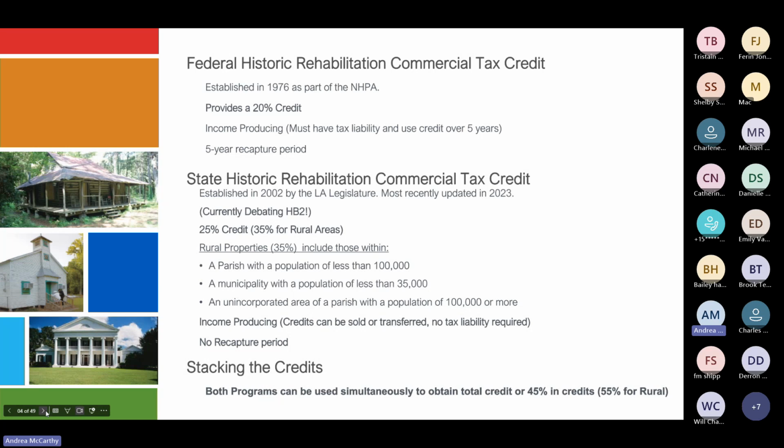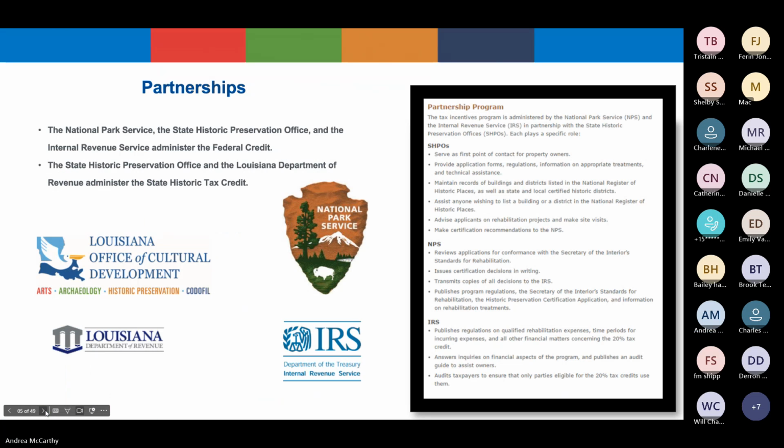But for now, we have a 25% credit, which is increased to 35% for rural areas. It's for income producing properties. The credit can be sold or transferred and therefore does not require tax liability, and there is no recapture period. The two credits can be stacked and used together. And in order to administer the programs, we work with the National Park Service, the IRS, and the Louisiana Department of Revenue.